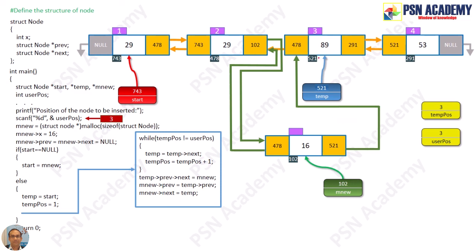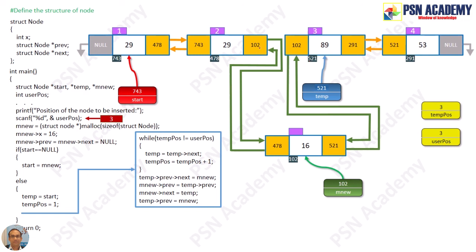Now look at the node at 521. That is the temp. The temp's prev is still pointing to 478, which it should not. It should point to mnew at 102, right? So you write temp prev equal to mnew. So this 478 will be replaced with 102 and this link breaks and this link is established.